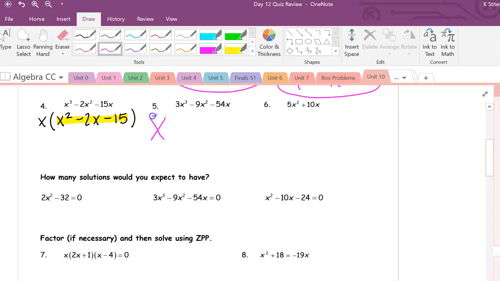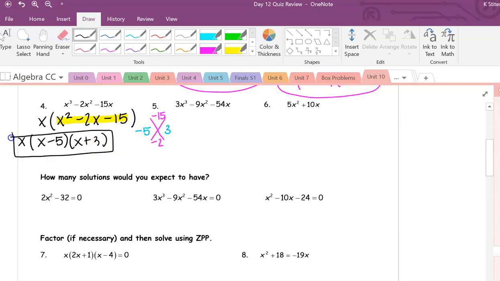And now what's left over inside our parentheses, this is what we're going to do our box problem with. All right, so multiplies to negative 15, adds to negative 2. Go ahead, think of those numbers. We're going to use a 5 and a 3. Which one would be negative though? It's going to be that 5. So make sure your x stays out front. That's your GCF. And then we have x minus 5, x plus 3. And here's your factored form.